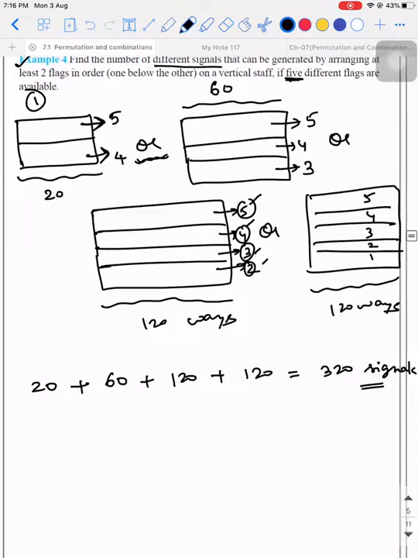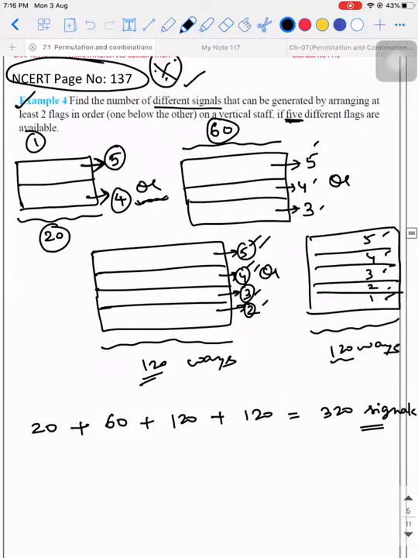Summarize, see, 2-colored signal, I told you, first box can be filled in 5 ways, second box can be filled in 4 ways. That is 20 signals. Are you able to understand? So if you want to form a 3-colored signal, 5, 4, 3, that is 60 signals. If you want to form a 4-colored signal, 5, 4, 3, 2, that is 120 signals. If you want to form a 5-colored signal, 5, 4, 3, how many signals, sir?